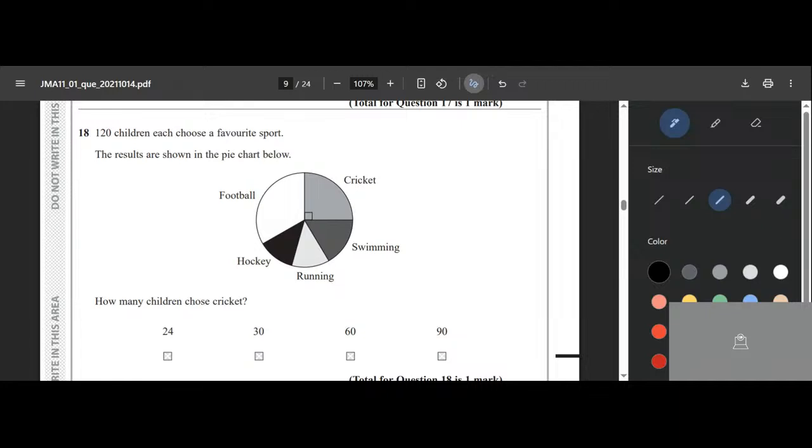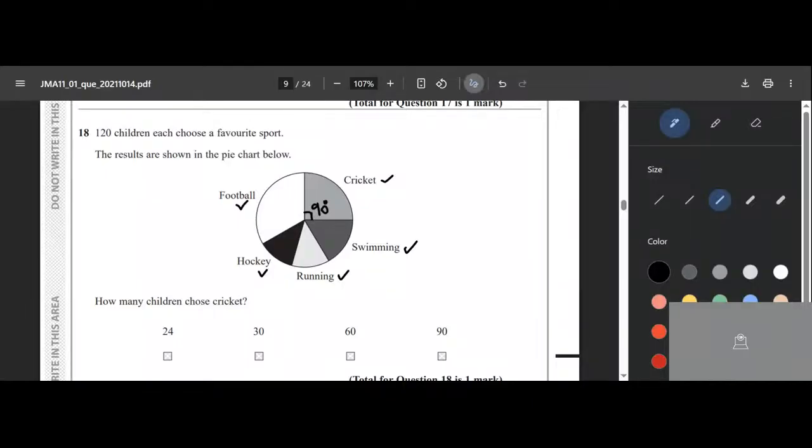We're told that 120 children each choose a favorite sport. You know this sign here? What is this? Here, 90 degrees. Never forget that. The results are shown in a pie chart below. So students were supposed to choose either to like cricket, swimming, running, hockey, or football. How many children choose cricket?